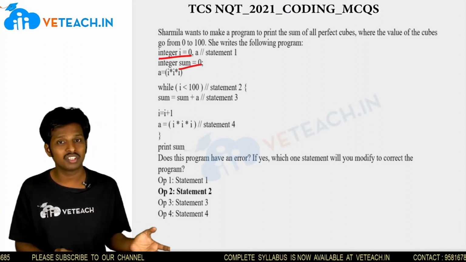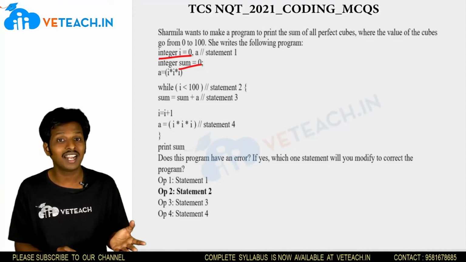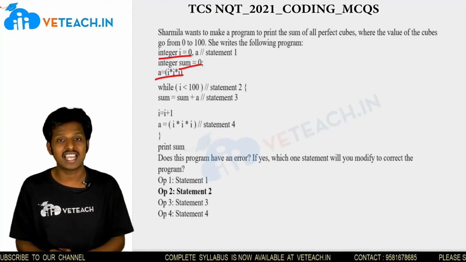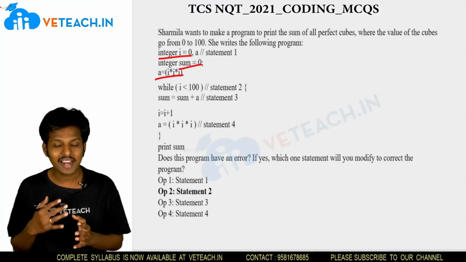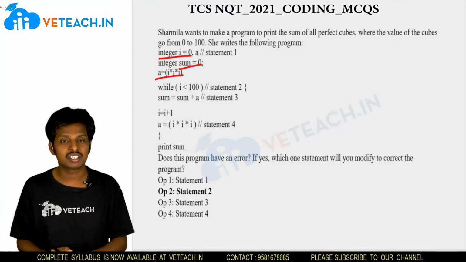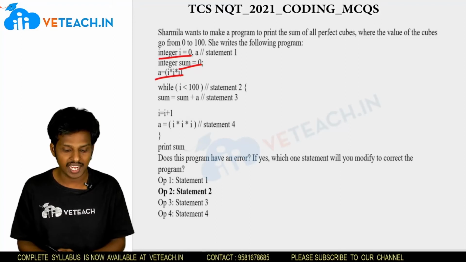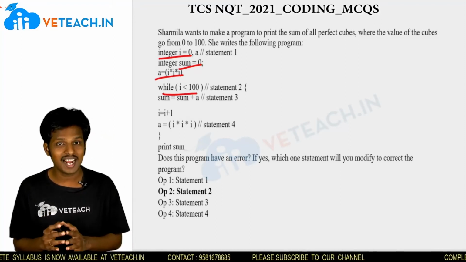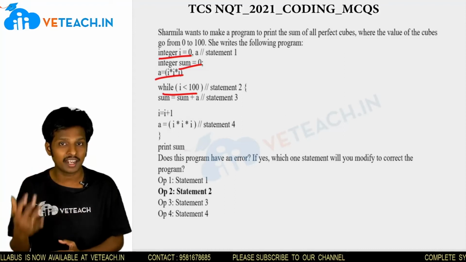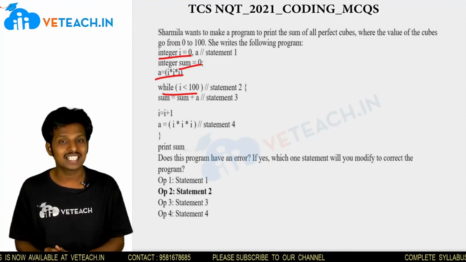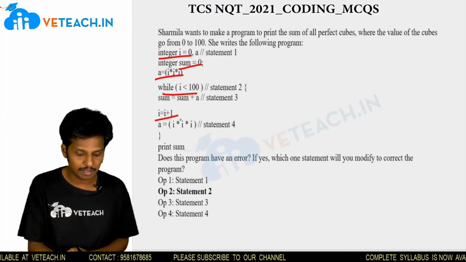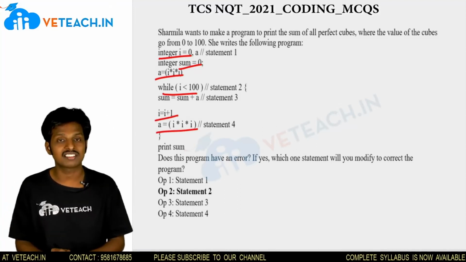So those two statements will not have any errors because they were declared and initialized to 0 obviously. A is equal to I star I star I. It has to find the cubes. That's why it was made I star I star I. Next, while I less than 100. When it is less than 100, it does not go to 100. Next, sum is equal to sum plus A. A is the value of the cube. And then I is equal to I plus 1. A equal to I star I star I.